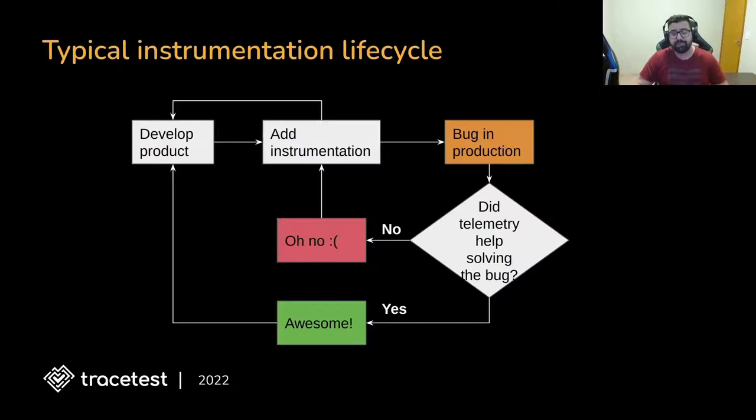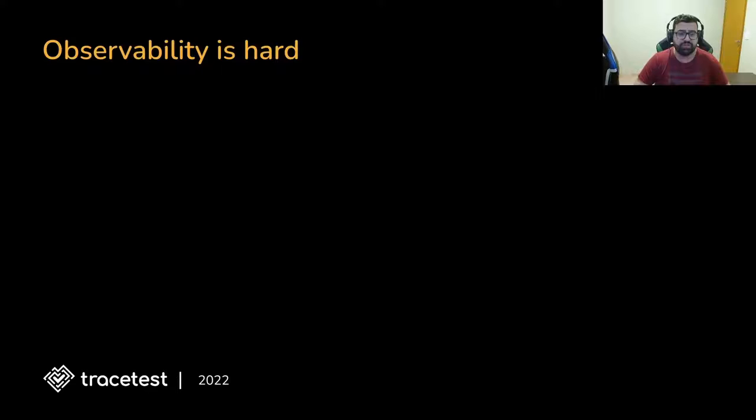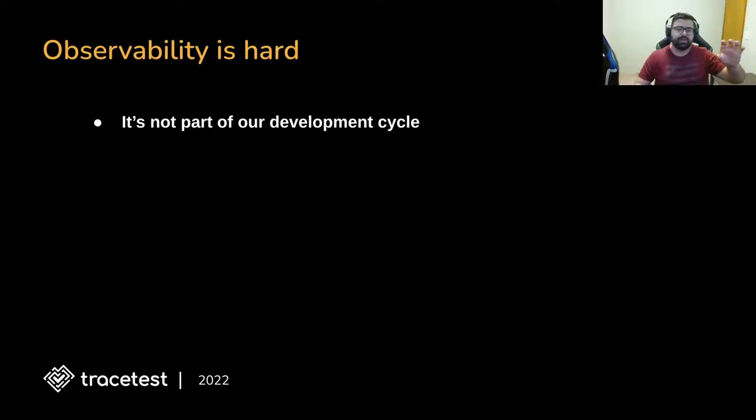But that's okay, because observability is hard. It's not easy to get it right. And part of the problem is that adding instrumentation and the development cycle are in different stages. We do not care about observability when we are designing our code or when we are coding something. So this makes it kind of hard to get the instrumentation right.